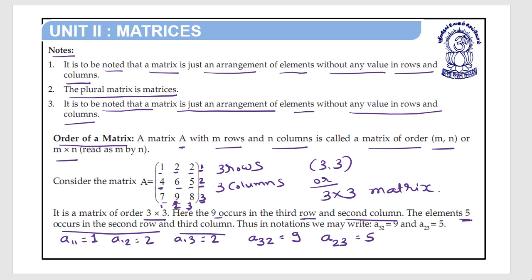For 4, second row first column, A21 is equal to 4, A22 is equal to 6, A23 is equal to 5. Now third row first column, A31 is equal to 7, A32 is equal to 9 and A33 is equal to 8. These all are the elements of 3 by 3 matrix A.